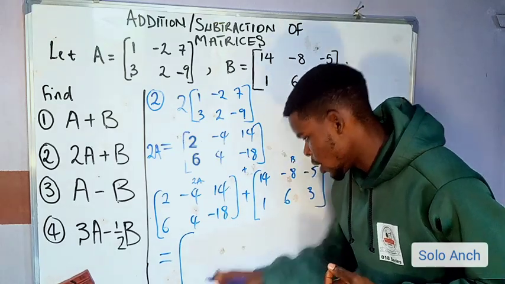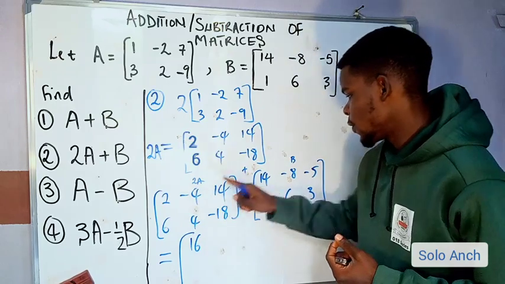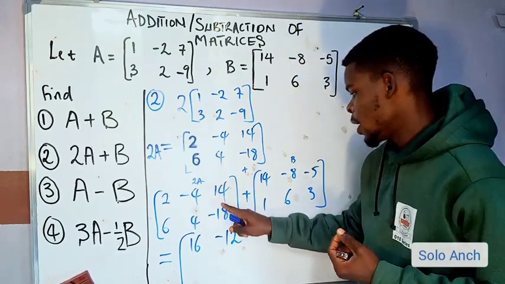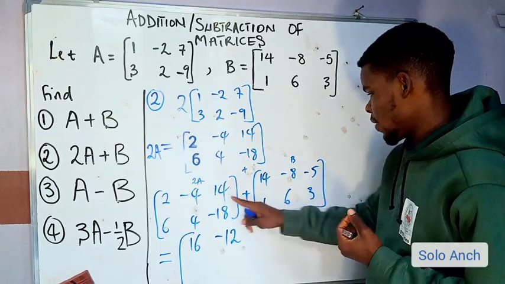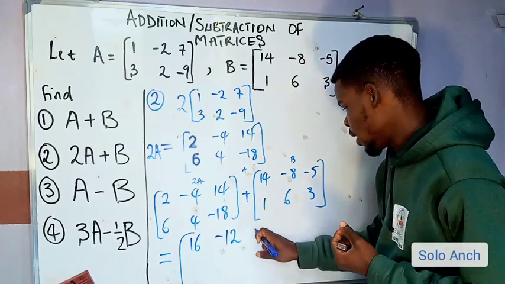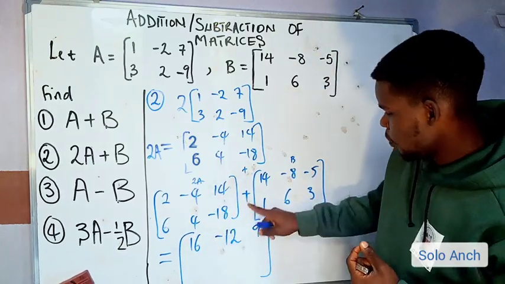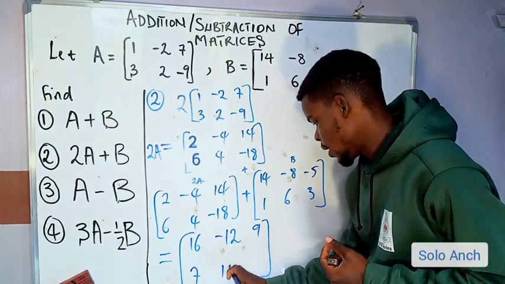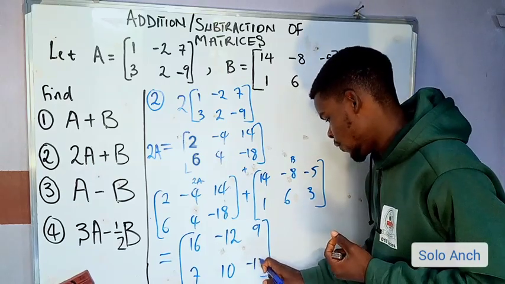Corresponding entries. Okay, so you have 2 plus 14 is going to be 16. -4 plus -8, that'll be -12, right? 14 plus -5. Of course, you know how to add negative numbers when they have different signs. 14 plus -5 will be +9. Okay, now we have 6 plus 1, that is 7. 4 plus 6, that's 10, and then lastly -18 plus 3, that's -15.